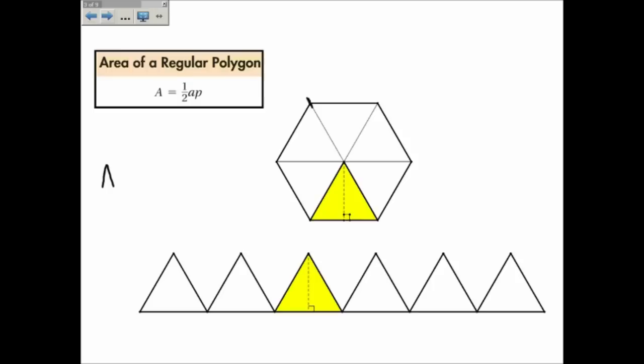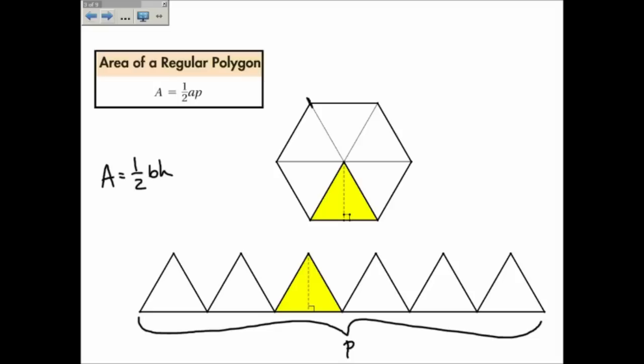Now I know that the area of a triangle is 1/2 the base times the height. And if I think of all of these triangles as one triangle, the base of all of the triangles is the exact same as the perimeter of my regular polygon. And the height of my triangles is the same length as the apothem, which is why that length becomes so useful to us. So the area of a regular polygon is 1/2 the apothem times the perimeter. This is a very important formula for us in this section.